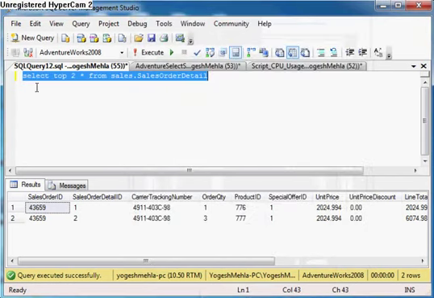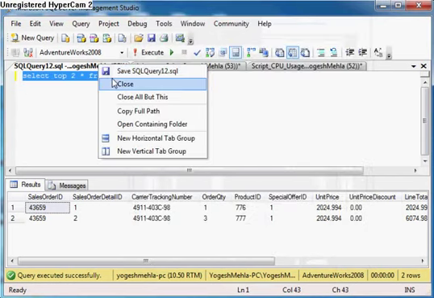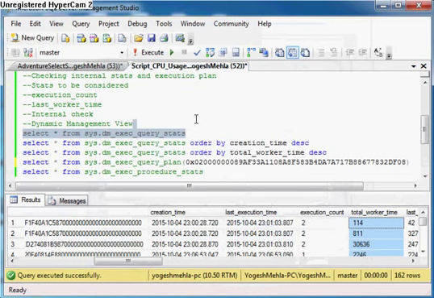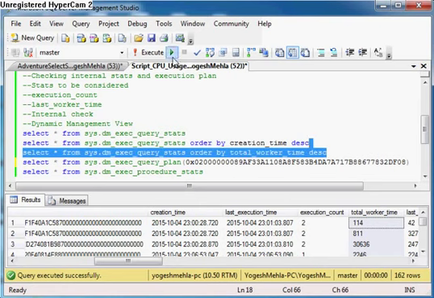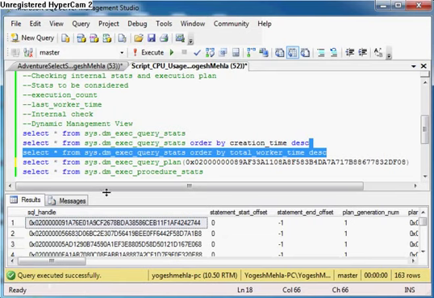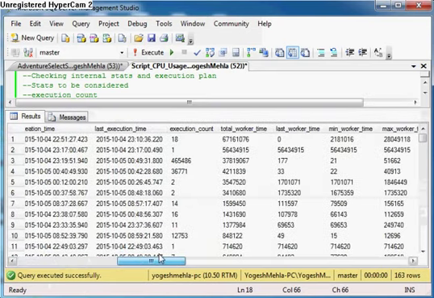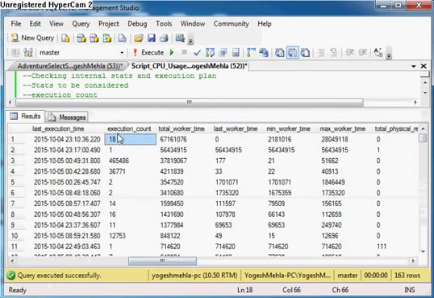Now coming toward the DMVs, how you will be able to check it. When we are talking about this DMV, I told you we will be focusing on two things: one is the execution count, and second is the worker time. Now if I just execute this same view and order it by total worker time, I get a few stats about a query which got executed 18 times and has the maximum worker time.